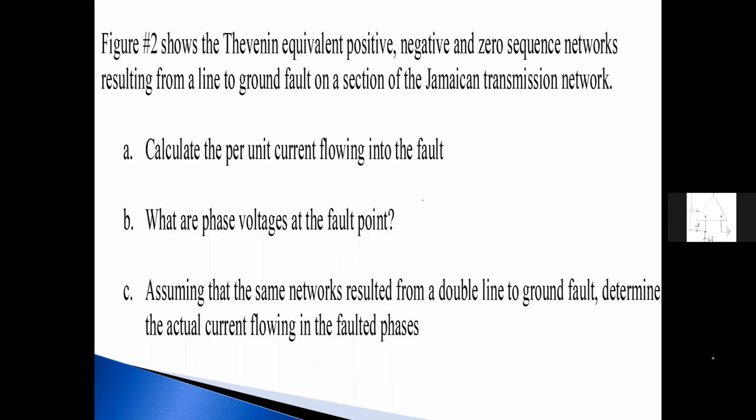Without that information, it makes no sense to move forward. So what's the most important bit of information? The line to ground fault. Absolutely, the type of fault. So we need to know the type of fault. There's no point in us starting to move before we know the type of fault.